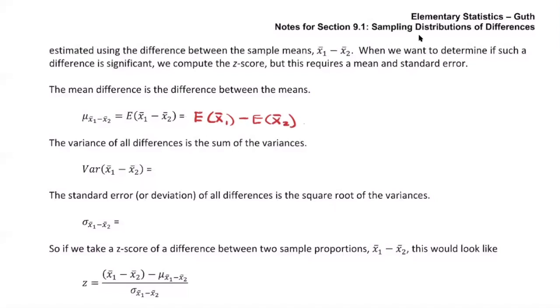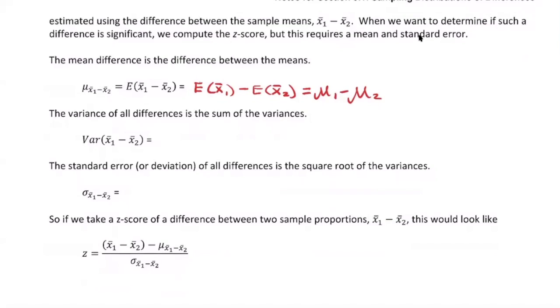Okay, but the mean of a sample mean is the population mean. So the expected value of x bar 1 is mu1. And the expected value of x bar 2 is mu2. So this is the mean that we'll use in our z-score. That will eventually turn into a t-score because you're not going to know the population standard deviations. We also need the standard deviation to compute a z-score. We start with the variance. The variance of differences is the sum of the variances. So this is going to be the variance of x bar 1 plus the variance of x bar 2, like that.